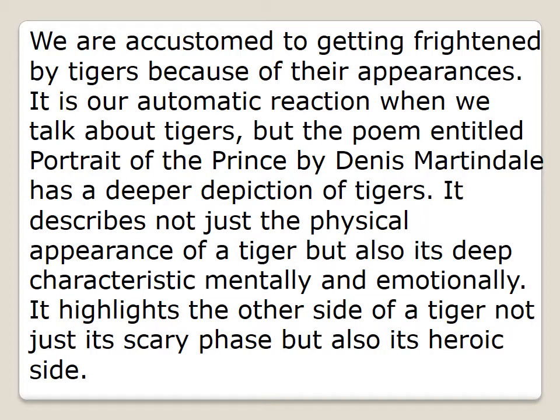It describes not just the physical appearance of a tiger, but also its deep characteristics, mentally and emotionally. It highlights the other side of a tiger, not just its scary face, but also its heroic side. Like I said, it is not only telling that the tiger is vicious and frightening, it is also telling how the tiger is heroic, how it is brave, how it is prince-like. It has a graceful side. It is mentally adept. It knows how, when and where the things are. Still, it maintains its poise very calmly until it is needed to attack somebody or someone.